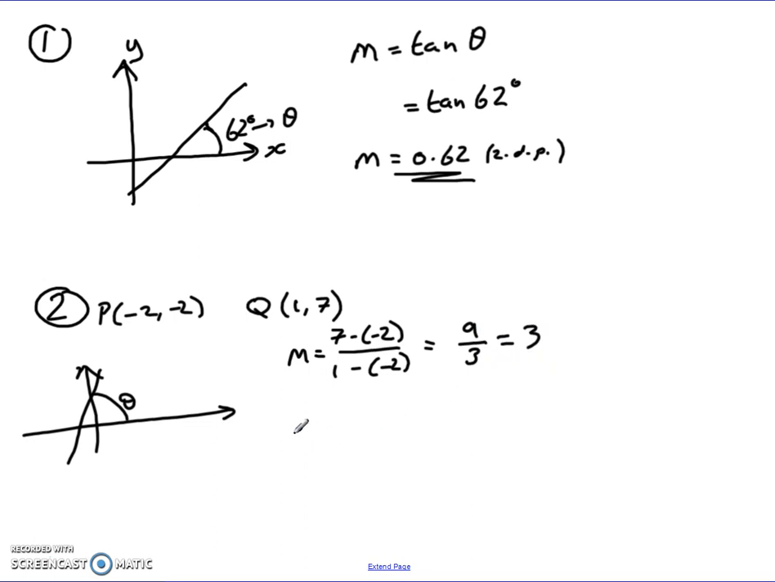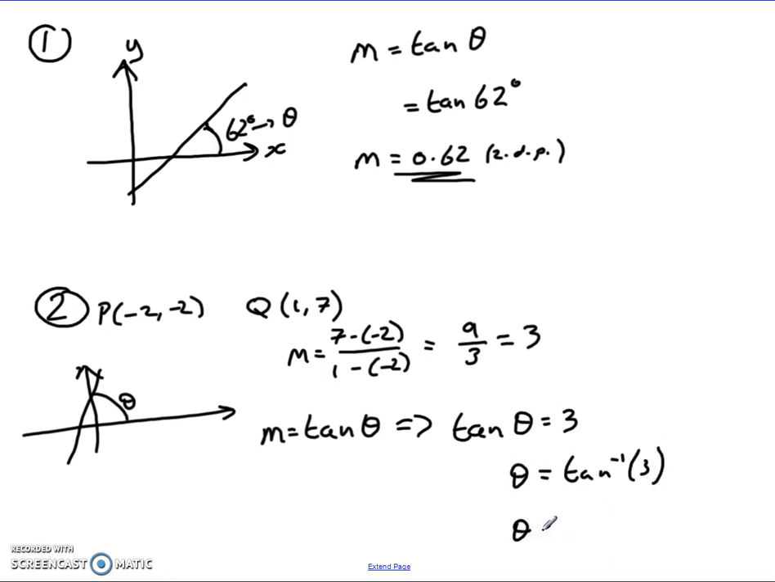Now, at this point I can use my alternative version of the formula. I know that m equals tan theta. So what I now know as well is that m is 3. So I can use this to form a new relationship and say that therefore, obviously, tan theta is equal to 3. Use my inverse trig function, so theta equals tan minus 1 of 3. Stick that in your calculator, and what you'll end up getting is that theta equals 71.57 degrees to 2 decimal places.